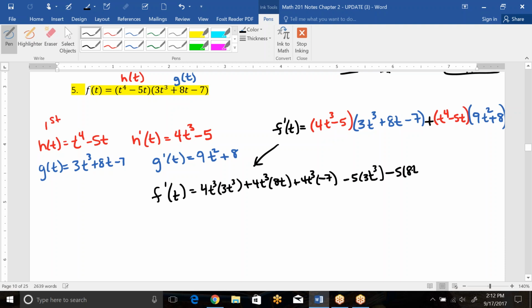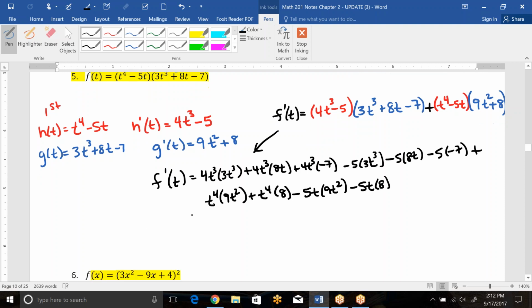So I'm just writing out all the steps of just this first blue and red multiplied together. Then we have to do all of the red and blue in the second pair multiplied together. So that's going to be a t to the fourth times a 9t squared plus a t to the fourth times an 8 minus a 5t times a 9t squared minus a 5t times an 8. Okay, so let's work this out piece by piece.